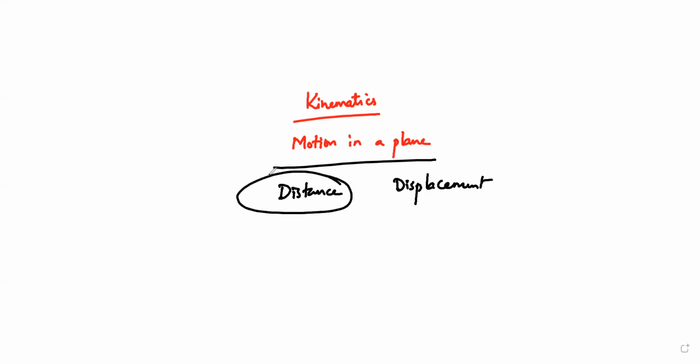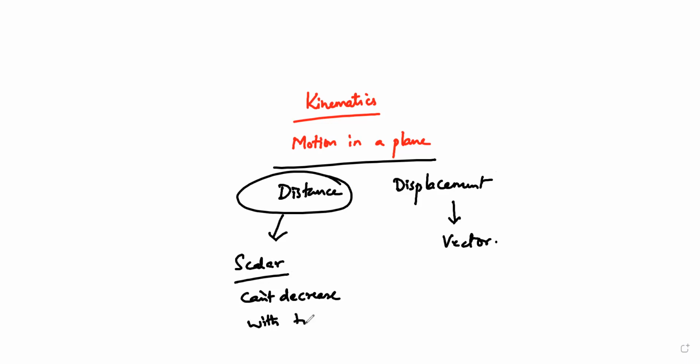What is distance? See, distance is a scalar quantity, whereas displacement is a vector quantity. And this distance can't decrease with time. Distance is often referred to as your total path or total path length, and it is always positive.